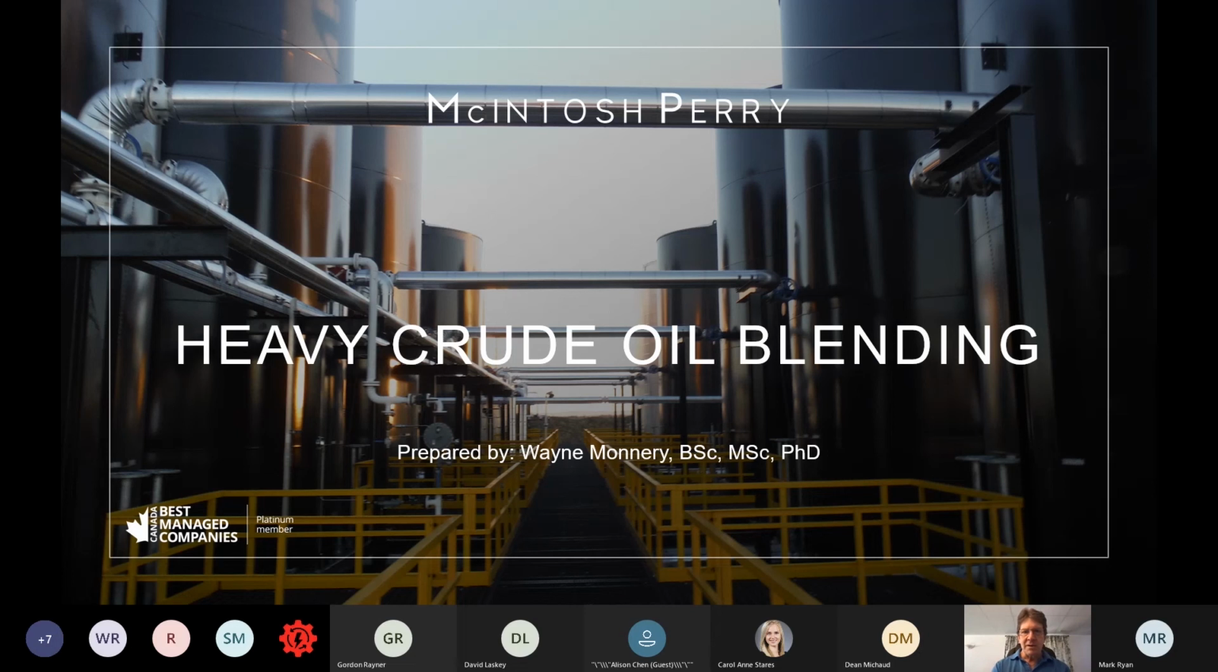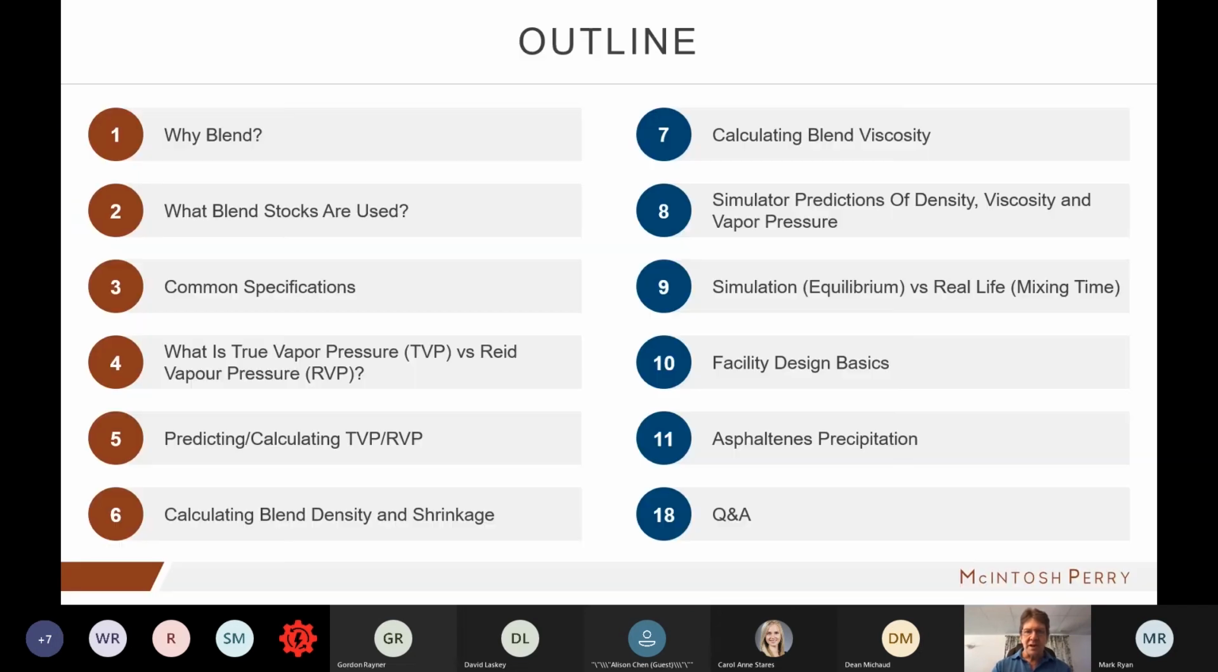Today we're going to talk about heavy oil crude blending. That being said, a lot of what we're going to discuss today will actually be applicable to non-heavy oil blending. For example, you could have medium crude blending, and as we get into why we blend, you'll see why we might want to do that. So, I'm just saying it's also applicable to non-heavy oil blending. So all the concepts are the same.